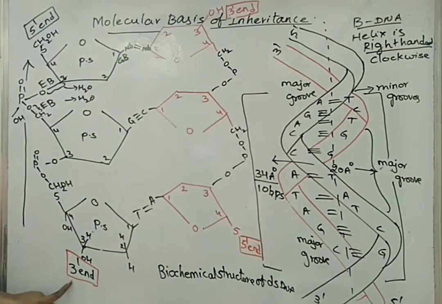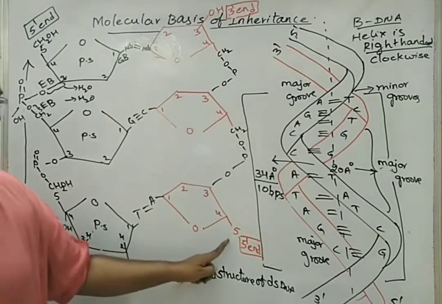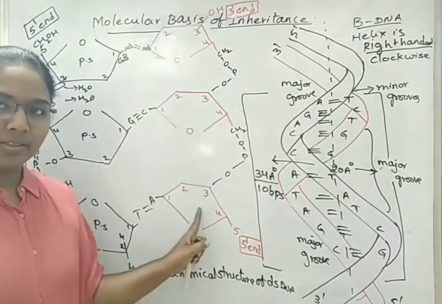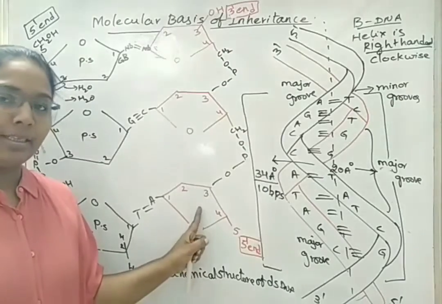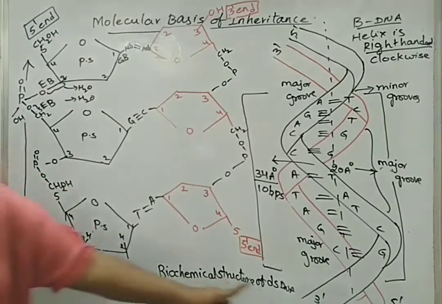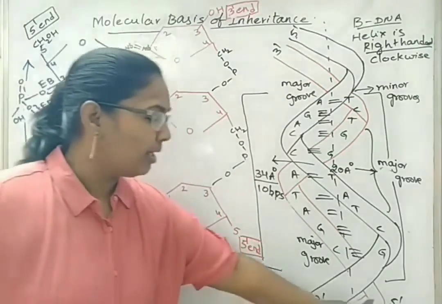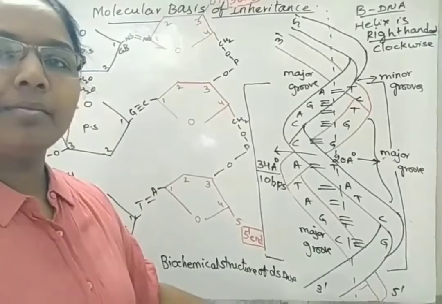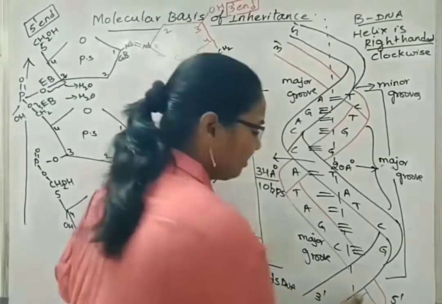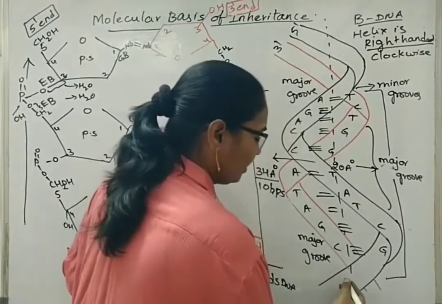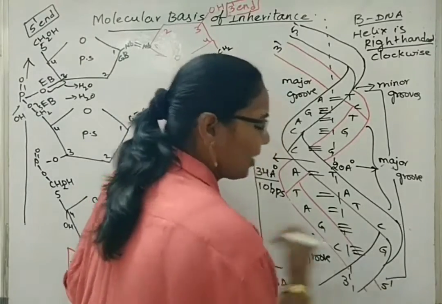And I think you understood what is meant by 3' and 5'. When you know the pentose sugar's complete structure, anatomy, biochemically, then you will understand what this 5' and this 3' are. Here also see, one end is having 3'. The same nearby I have written as 5'. This is 3' and this is 5'.